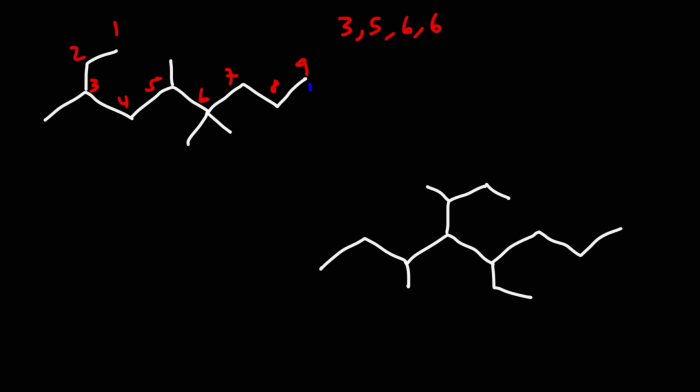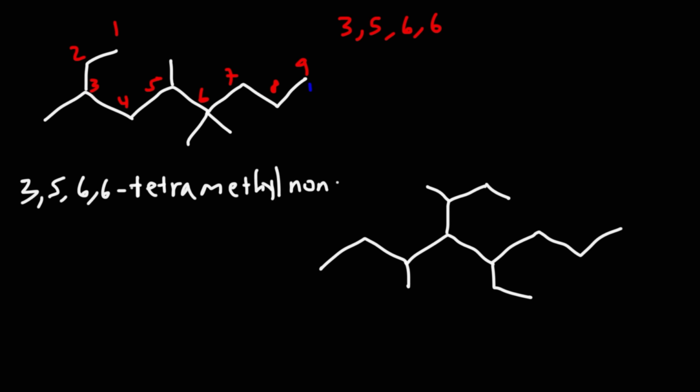So we have a methyl on 3, another methyl on 5, and 2 methyls on 6. So this is going to be 3, 5, 6, 6, tetramethyl. Di means 2, tri means 3, tetra means 4. So this is going to be tetramethyl nonane.